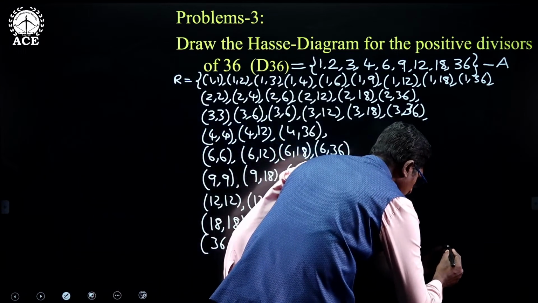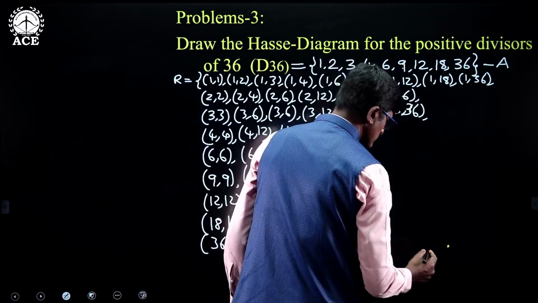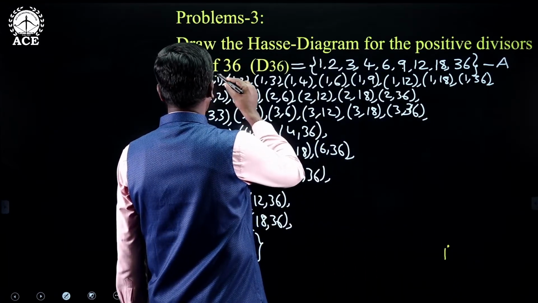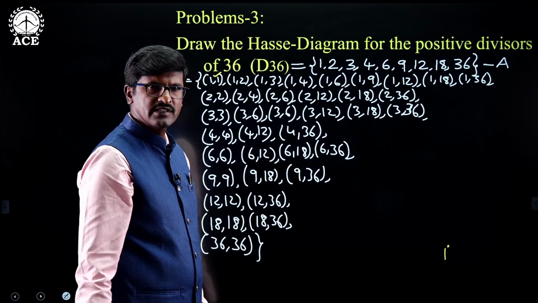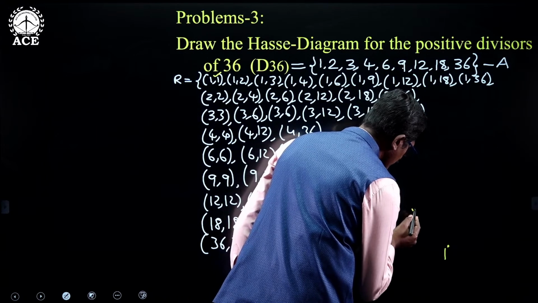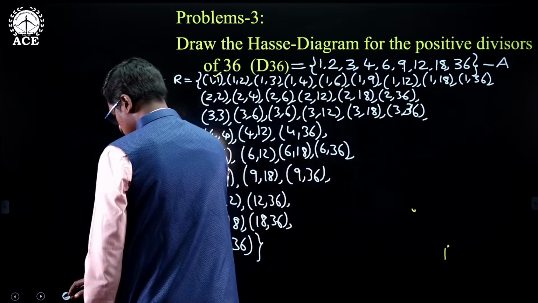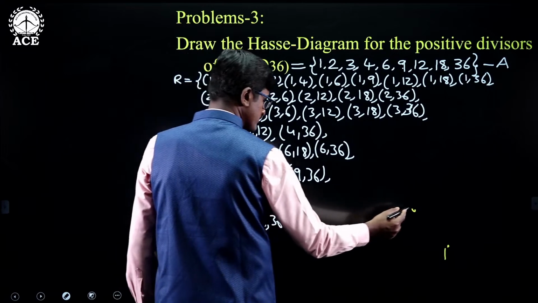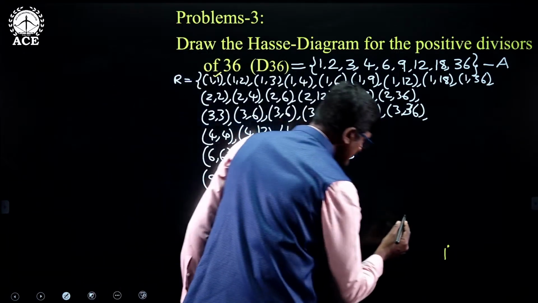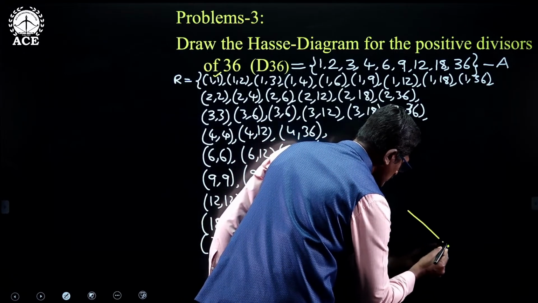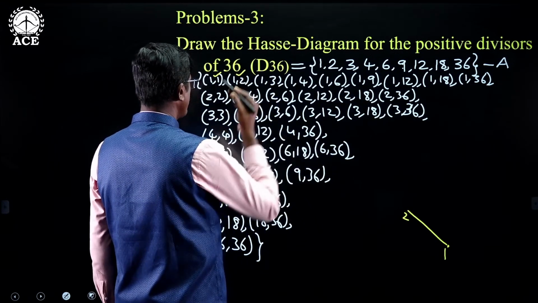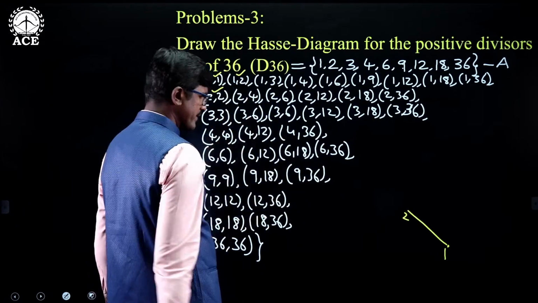First, this is the element 1. 1 comma 1 is over. I am representing 1 comma 1 with 1. Next one is 1 comma 2. So 1 comma 2 is over. 2 comma 2 is also over.